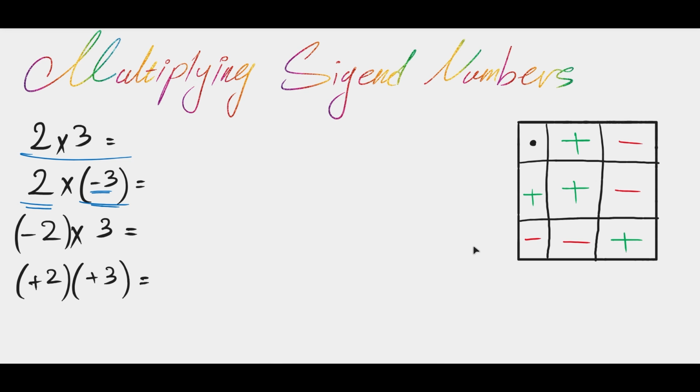Another way to remember this is that if we're multiplying two numbers together and they have the same sign, then the result will be positive. And it doesn't matter if we have two positive numbers that are being multiplied together or two negative numbers that are being multiplied together. They have the same sign, so the result will be positive. So if the signs were different, the result will be negative.